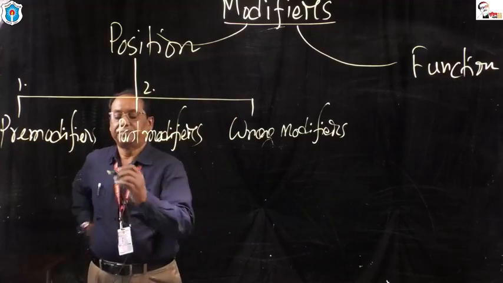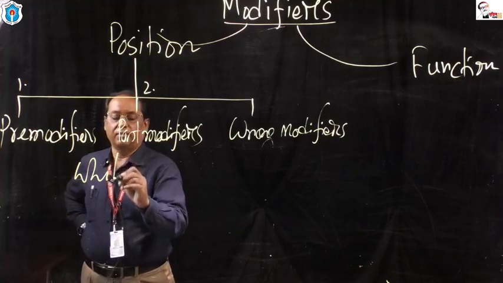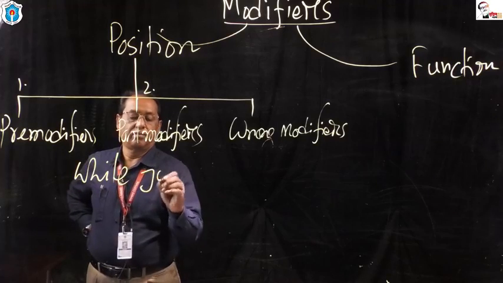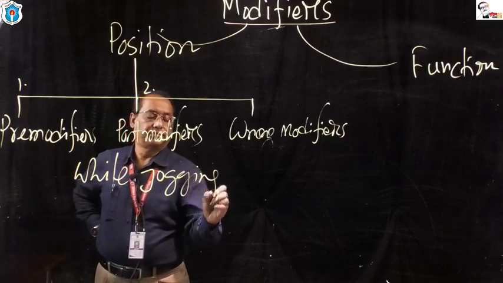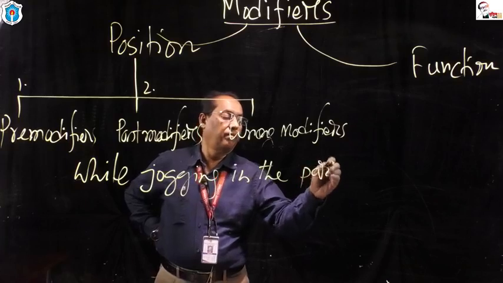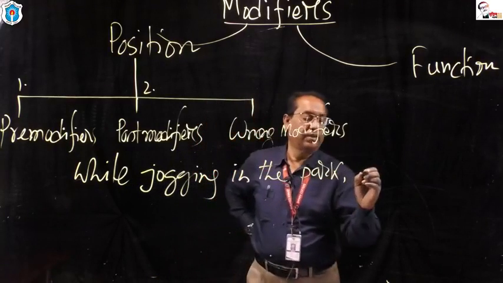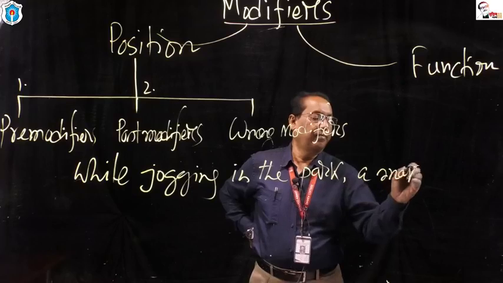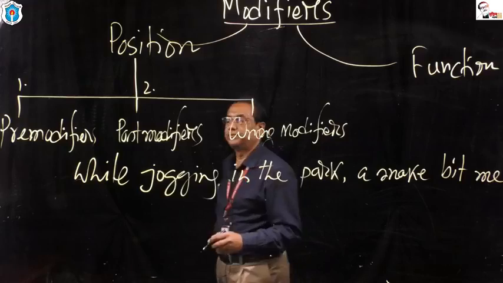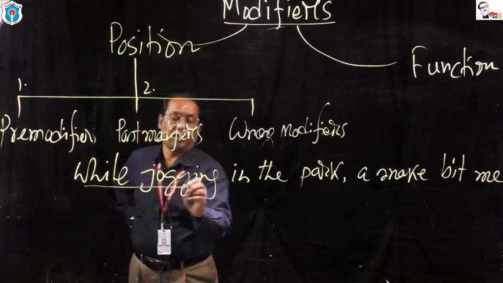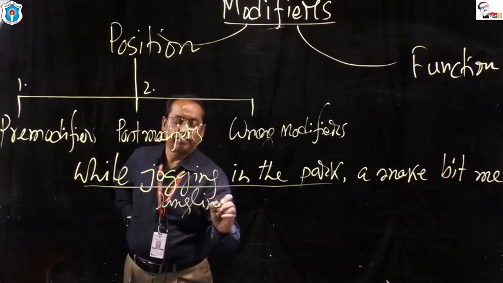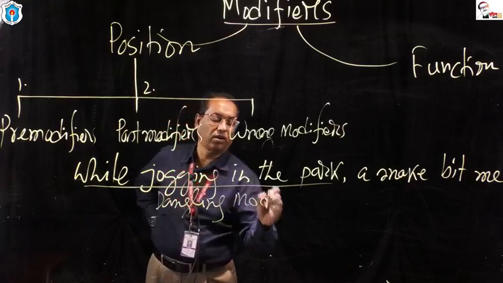As for example, while jogging in the park, a snake bit me. Look, while jogging in the park, this is a dangling modifier. That is a wrong modifier, which is called a dangling modifier.